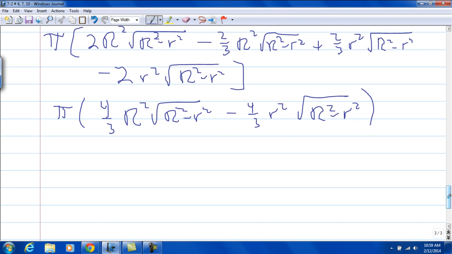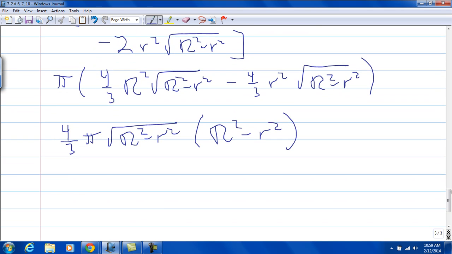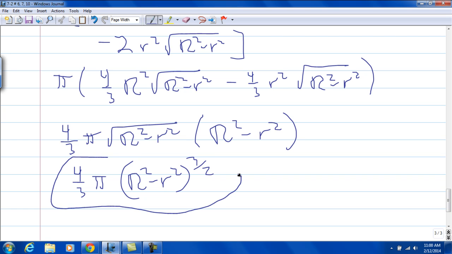Now from this we could factor out the 4/3 and that radical, so it becomes 4/3 pi times the square root of capital R squared minus little r squared times capital R squared minus little r squared. Or you could summarize it one more step. You have the radical times that, this is essentially the radical squared, so 4/3 pi times capital R squared minus little r squared to the 3/2, because the 1/2 power makes it 3/2. And that's it.